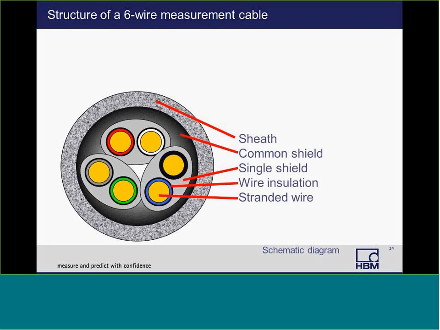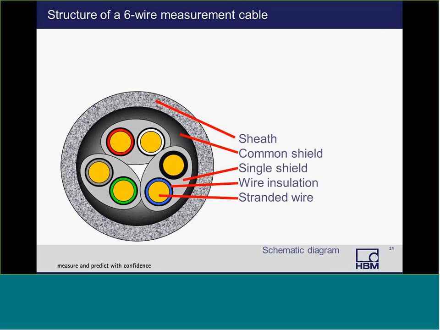If we want to look at the structure of a measurement cable, this is a 6-wire cable, and I talked about HBM using 6-wire amplifier circuits a lot. On the outside we have a sheath. Typically, this is a PVC rubber type material. It is used to protect the internal wires from environmental contaminants, like oil, solvents, whatever, and for abrasion resistance.